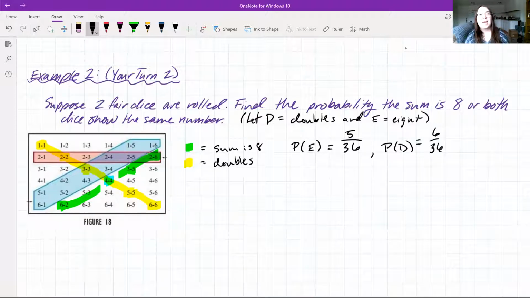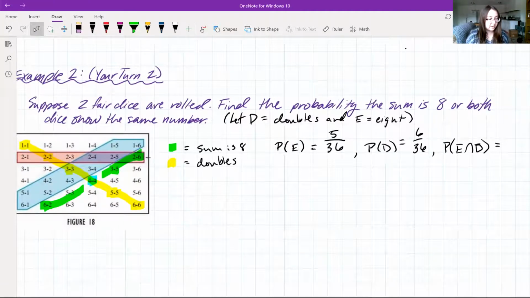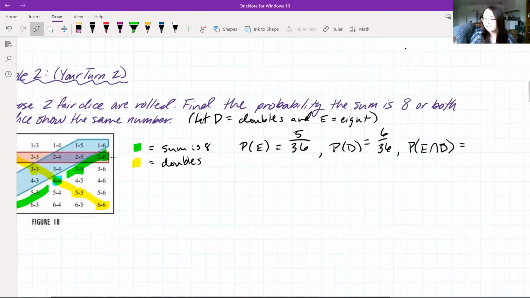Similarly to our last problem, we're going to be adding and subtracting, so we're just going to keep them in their basic fractions as of right now. Then we have our one value that they share, or they both contain. So this is our intersection of E and D. And they just share that one value. It's just going to be that 4, 4, that's equal to 8, and it's doubles. So we say that the probability of E intersect D is 1 out of 36.